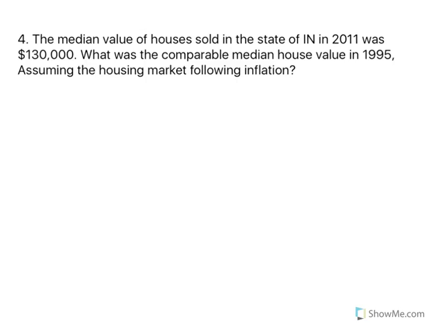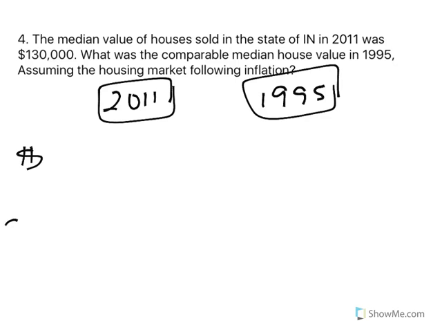I'm not sure why, but it's something to keep in mind, that prices do fluctuate a little bit. In number 4, the median value of houses sold in the state of Indiana in 2011 was approximately $130,000. What was the comparable median house value in 1995, assuming that the housing market follows inflation? Remember, CPI is all about inflation. If prices move faster or slower than inflation, you can't really use CPI to predict. So we have to assume, or hope, that it goes with inflation.